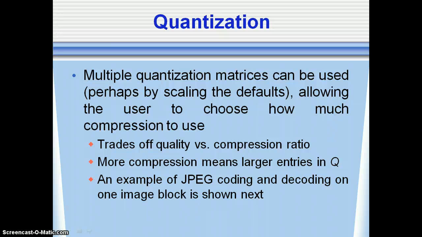Multiple quantization matrices can be used, perhaps by scaling the defaults, allowing the user to choose how much compression to use, a trade-off of quality versus compression ratio. More compression means larger entries in Q. An example of JPEG encoding and decoding on one image block is shown in the next slide.